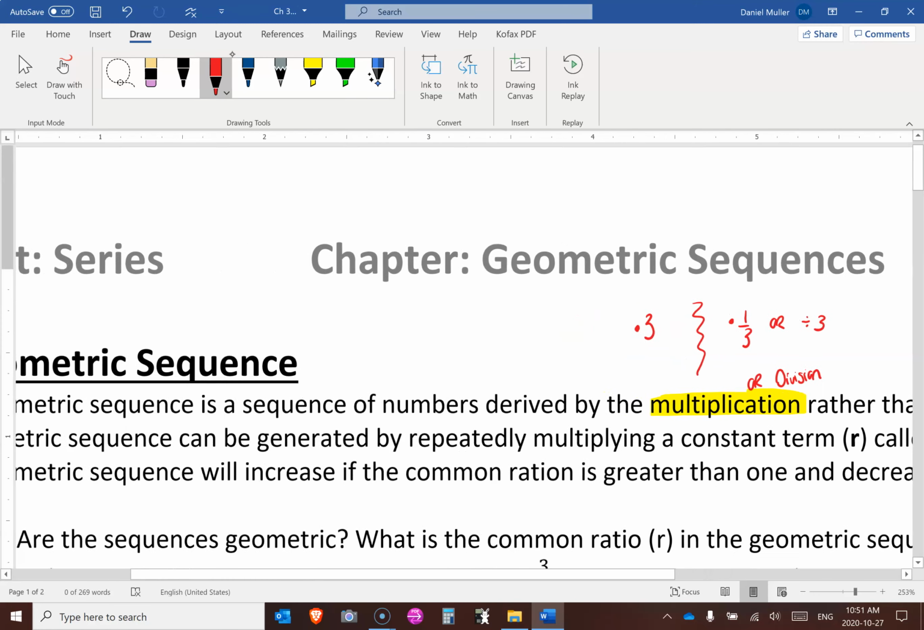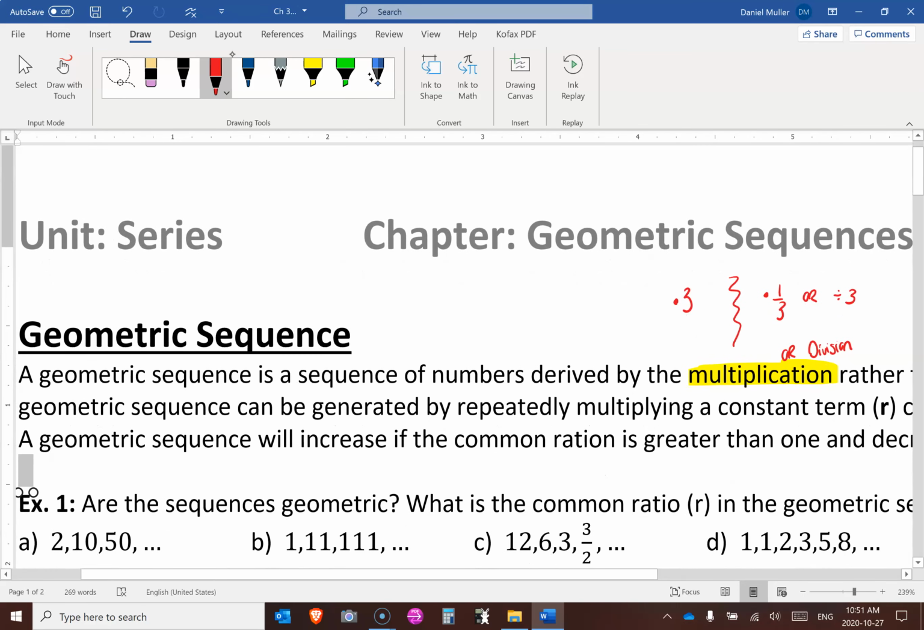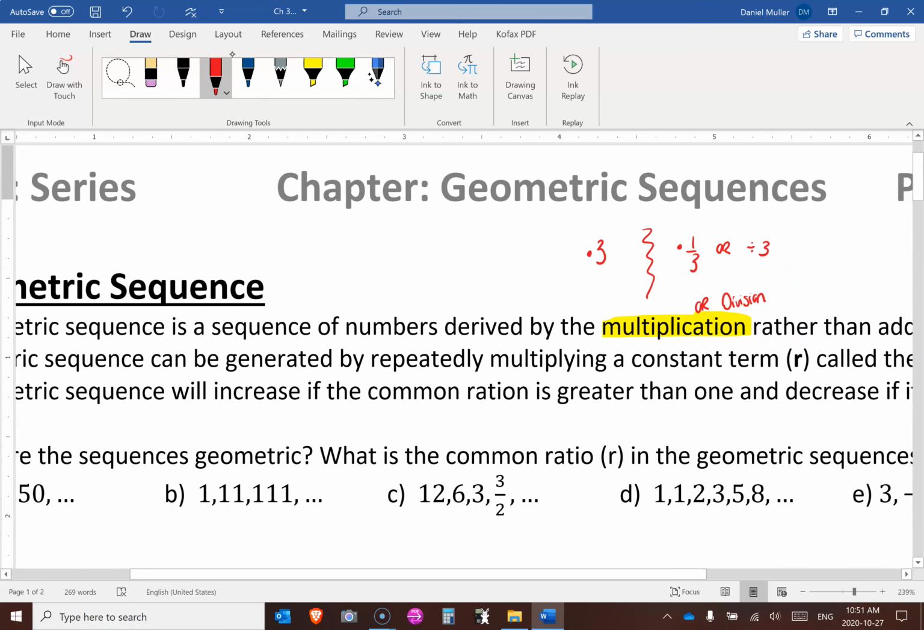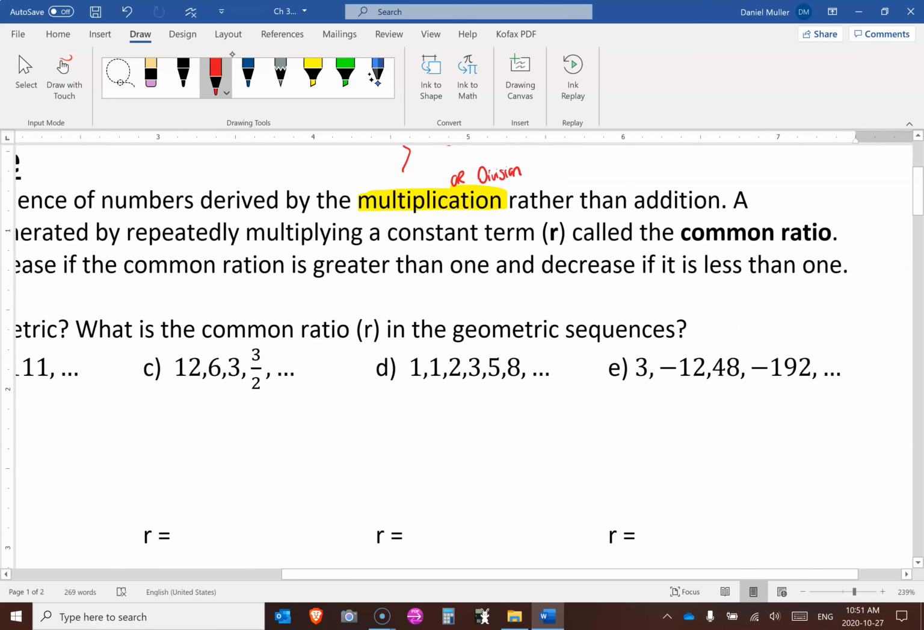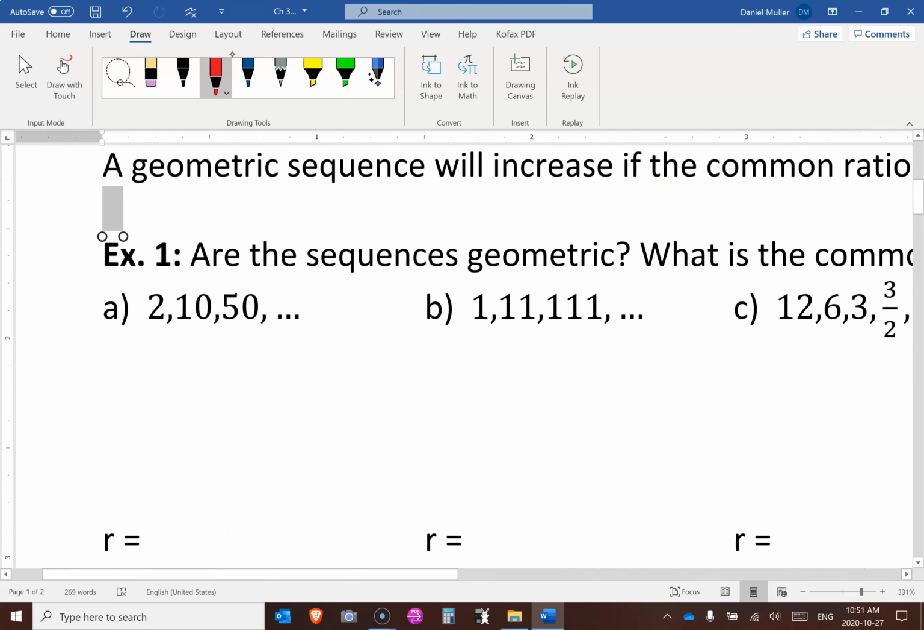So the next term is going to be generated by multiplying. Now we don't call that D anymore. It's not a common difference. Instead we've got a common R, or a common ratio. Common ratio, yeah. So are these geometric?